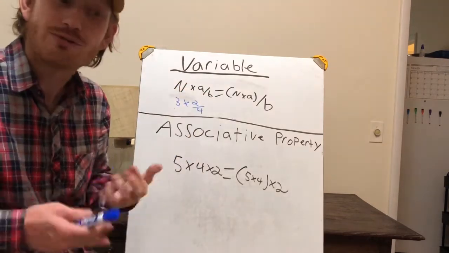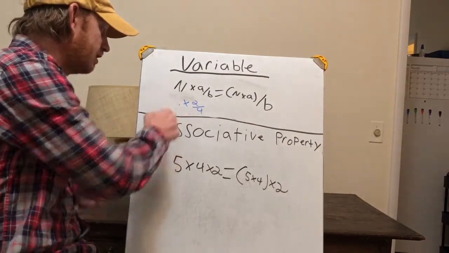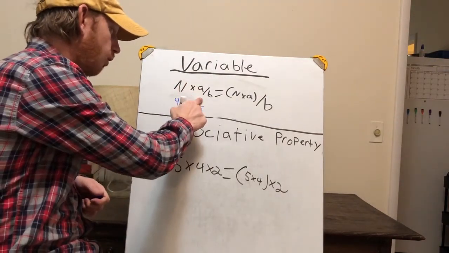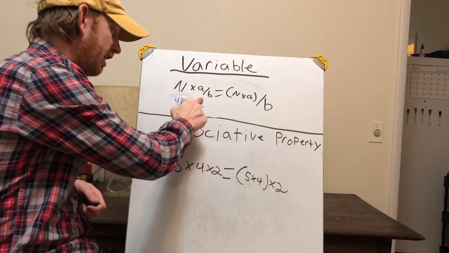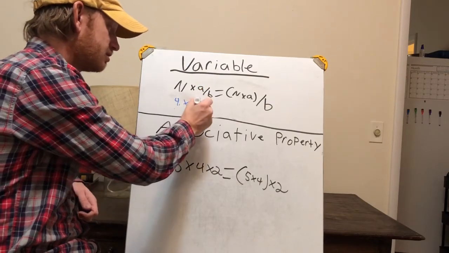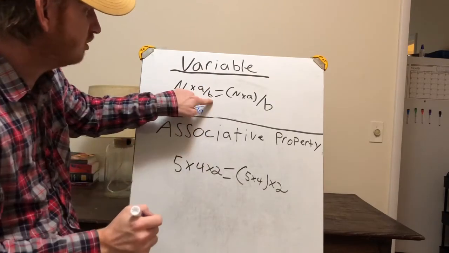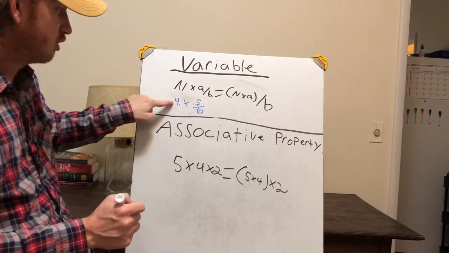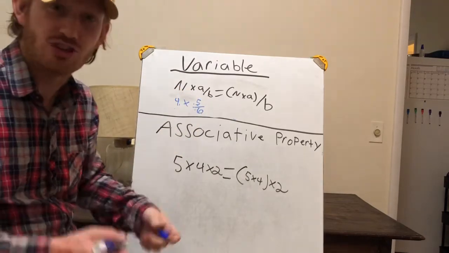So if we were given different numbers, let's say 4, 5, and 6, the equation stays the same, it's just our variables that change.